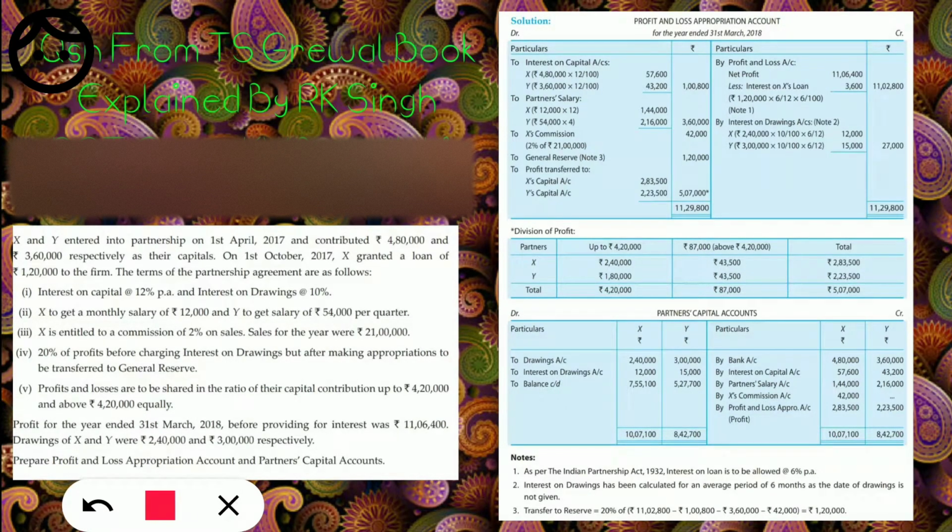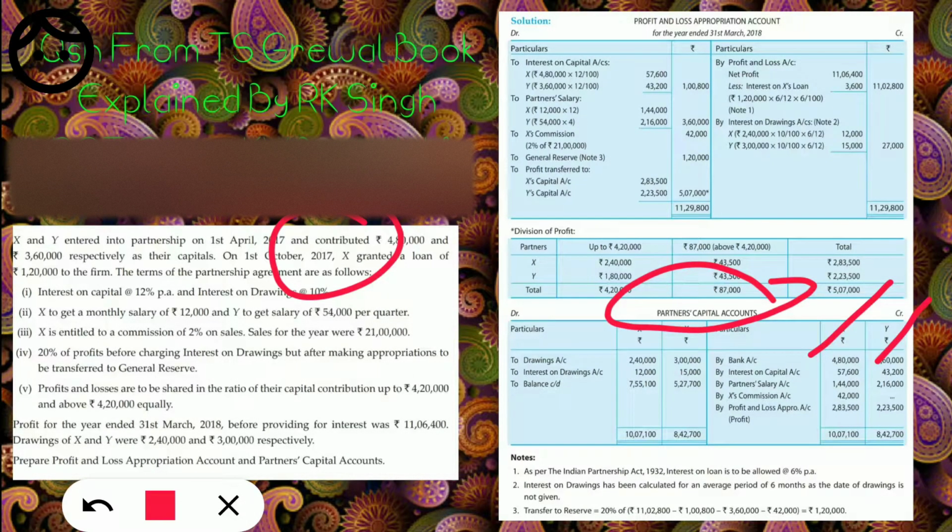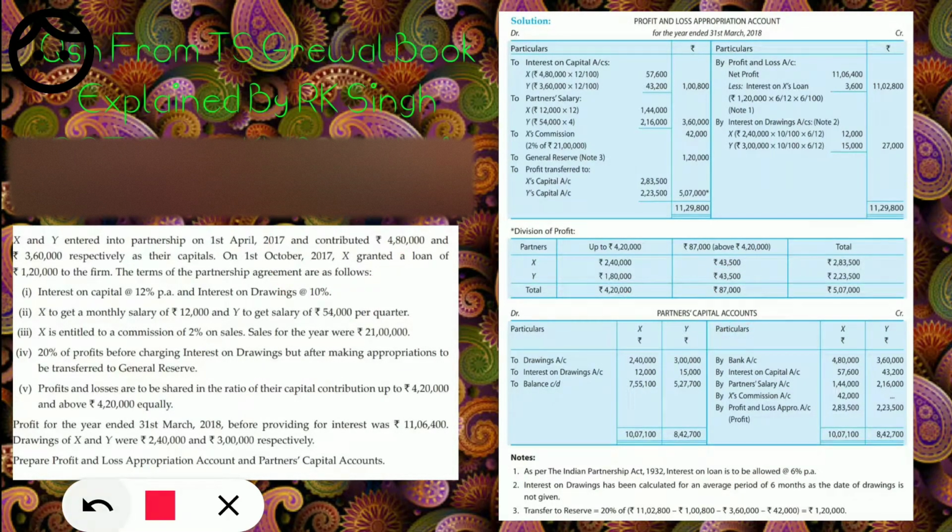Now let's start. X and Y entered into partnership on 1st April 2017 and contributed rupees 4,80,000 and 3,60,000. See the word contributed. It means they are now starting the business. So the entry will be bank account debit to capital account. In partners capital account credit side we will record these two amounts. Clear?